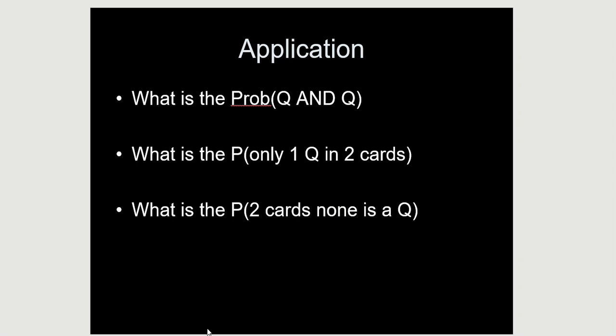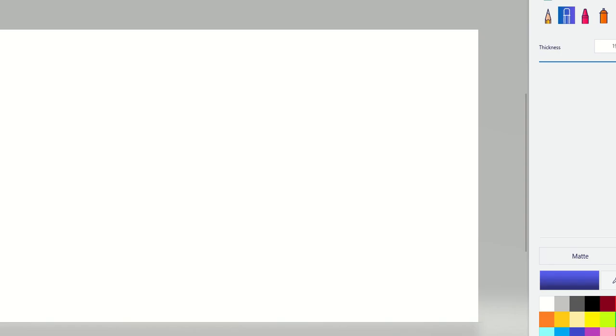Following up on the previous question, we're going to do some applications of probabilities. We're going to start with the probability, with a deck of cards, of getting a queen followed by a queen. As a reminder to everybody, a deck of cards is made of 52 cards.